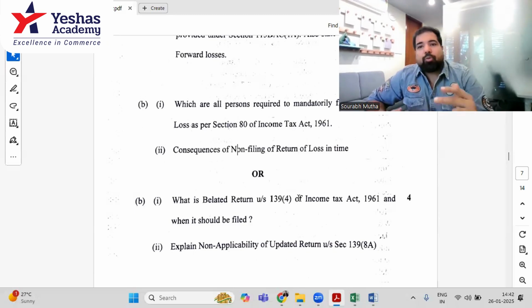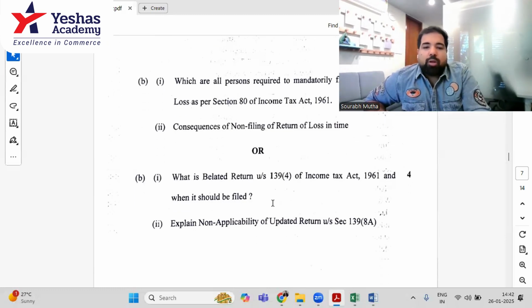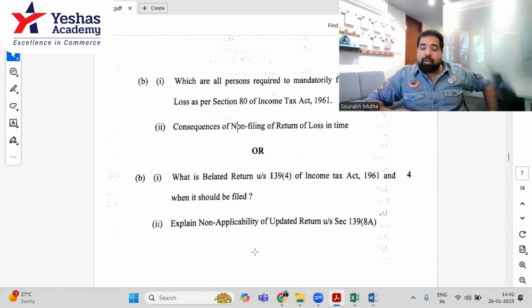And if your income is low, up to 5 lakhs, then the late fee will be reduced to 1,000 per person. And TS: any tax after TDS, TCS, if there is any tax that you're supposed to pay, you will have to pay. Explain the non-applicability of updated return. Can I update my return? Yes. I'll just revise the updated return.